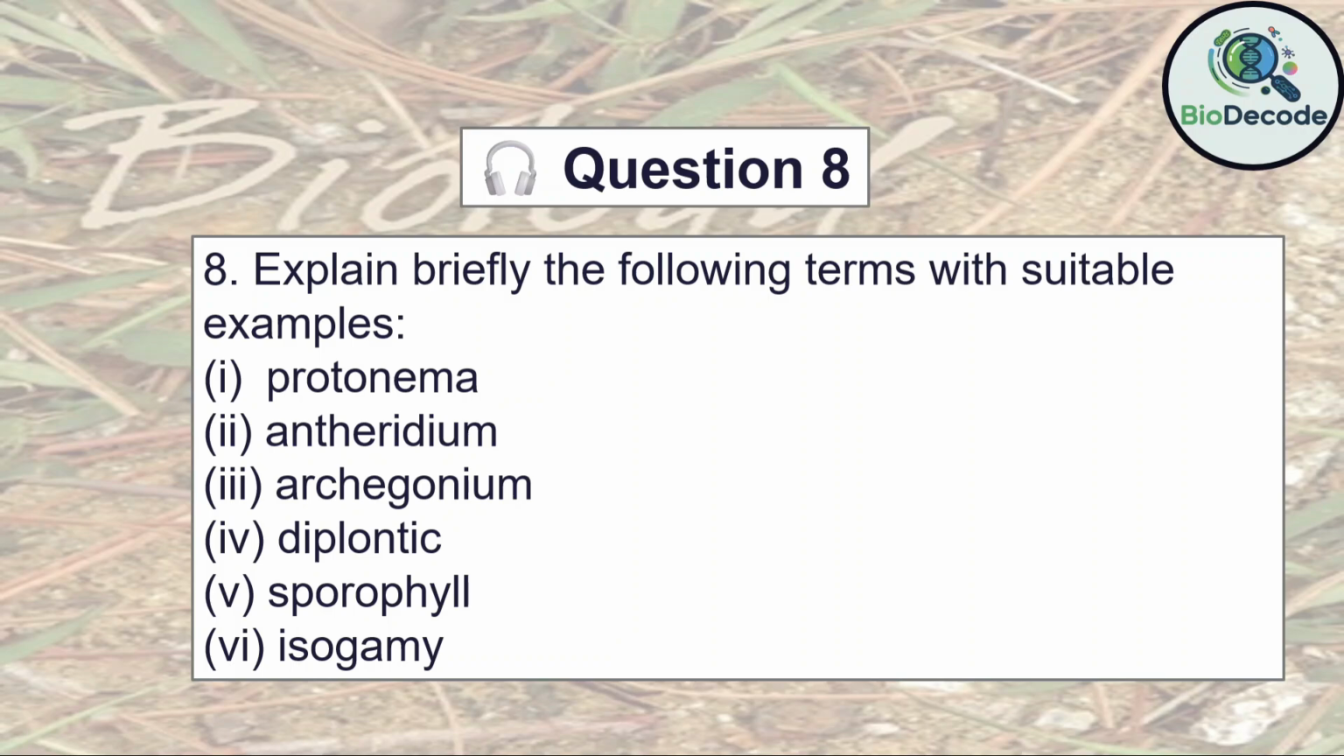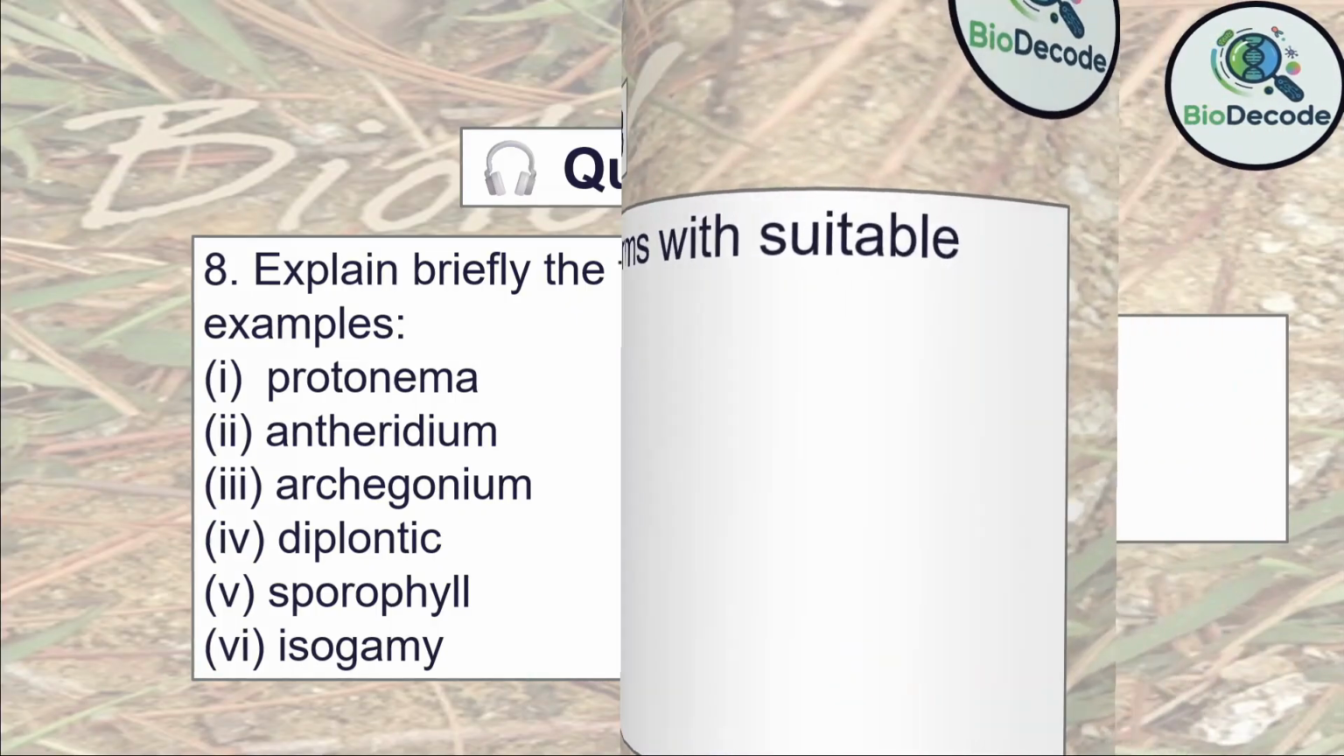Fourth, diplontic. A life cycle in which the diploid sporophyte is the dominant phase. Example, gymnosperms and angiosperms. Fifth, sporophyll. A leaf that bears sporangia, which produce spores. Example, the microsporophylls and megasporophylls of Cycas. Sixth, isogamy. A form of sexual reproduction where gametes are similar in size and structure, though physiologically different. Example, Ulothrix and Spirogyra.